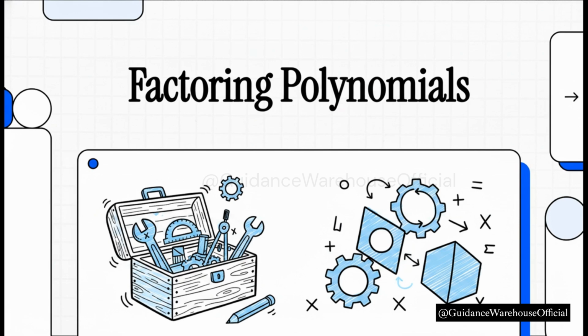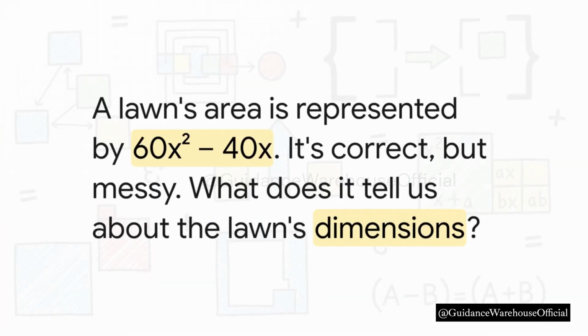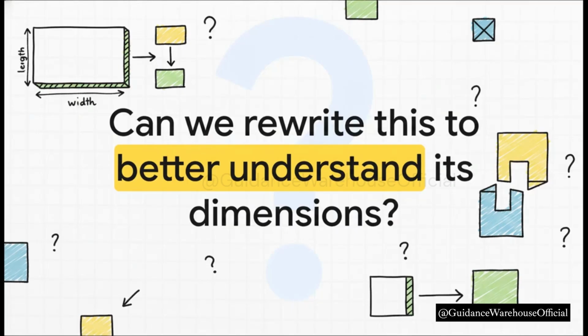So, let's get started. Okay, imagine this. You're trying to figure out the area of a lawn, and the number you come up with is this expression, 60x squared minus 40x. I mean, it's technically correct, right? But it's kind of messy. It doesn't really tell you anything useful, like what's the shape of the lawn? What are its dimensions? So that's the big question, isn't it? How can we take that expression and rewrite it into something that actually makes sense? Something that could, maybe, tell us the length and the width of this lawn.